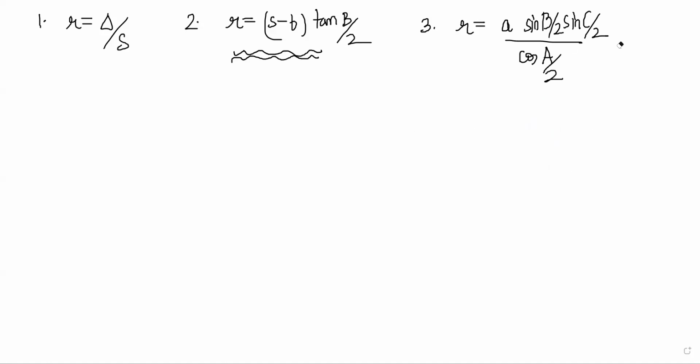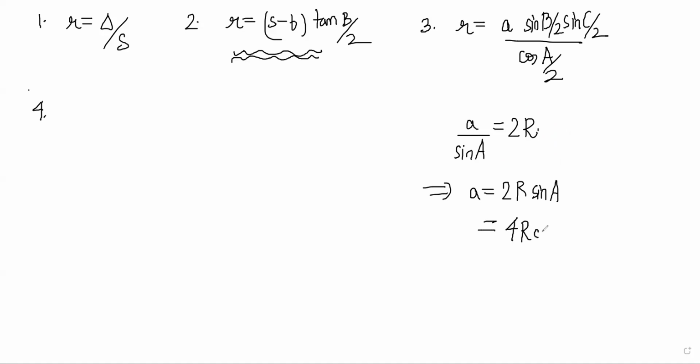Once we have these three results, from the third one we can get the last result, the fourth and final result, because we can say that a by sin A is equal to 2 capital R. Therefore, a is equal to 2R sin A, and sin A can be written in half angles as 4R sin A by 2 cos A by 2.